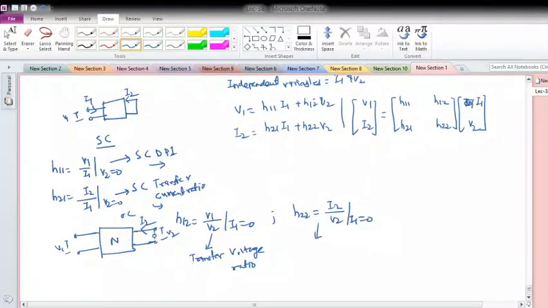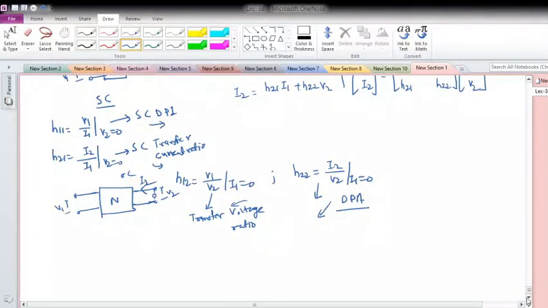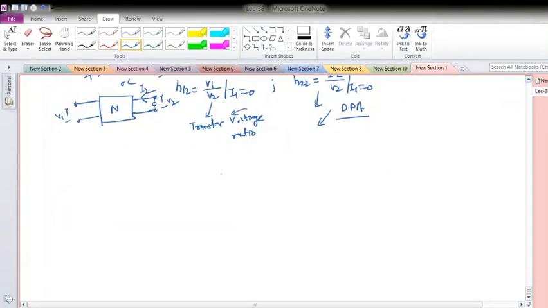Okay, and what about here? It is I2 over V2, so this is the open circuit driving point admittance. So this has dimensions, and this one is dimensionless. So it is a mix of dimensions and dimensionless, and hence the new name is given as the hybrid or H parameter. Okay, now let us again see the condition for reciprocity here.